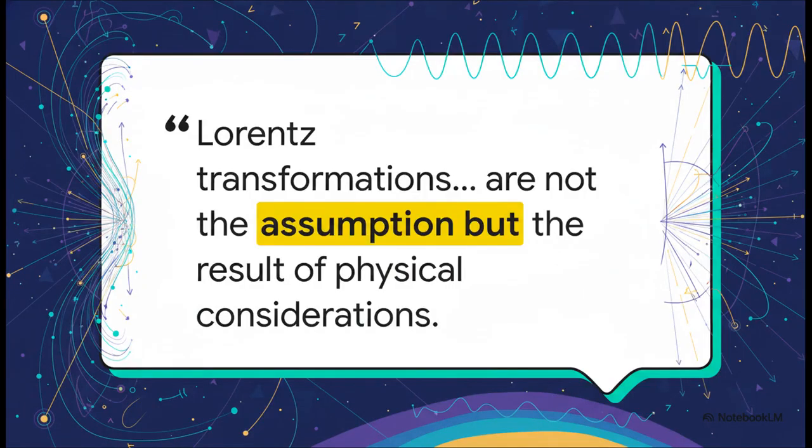And that right there is the core takeaway. In one journey, these transformations are the rule you have to accept to even start. But in this other journey, they are the logical destination you arrive at. That completely changes how you think about space and time not being absolute. One is an axiom, the other is a discovery.